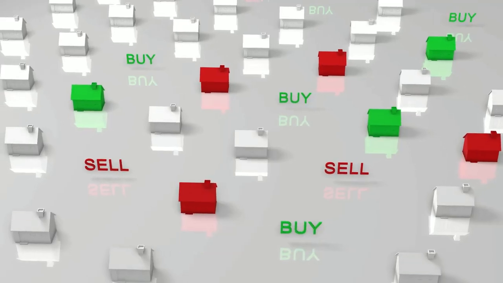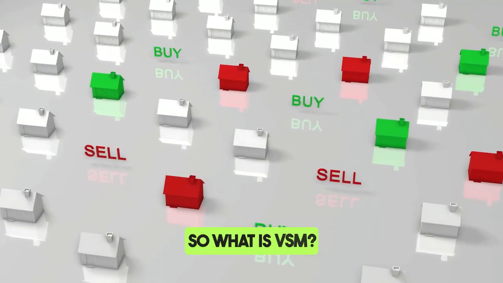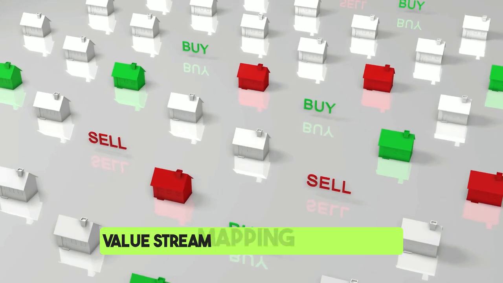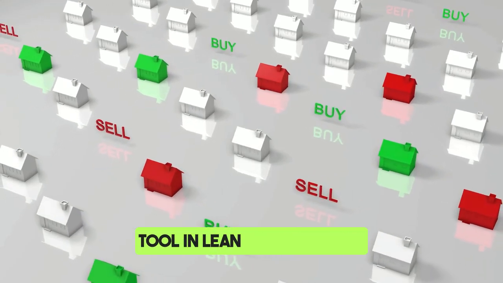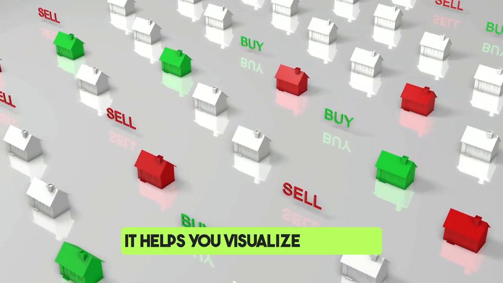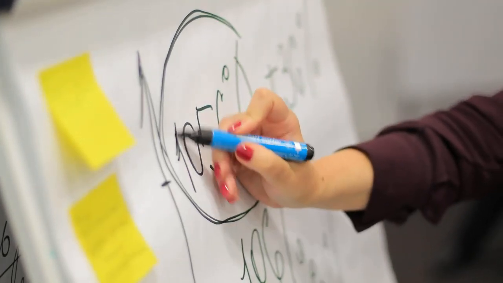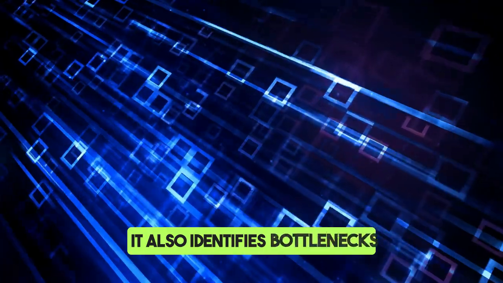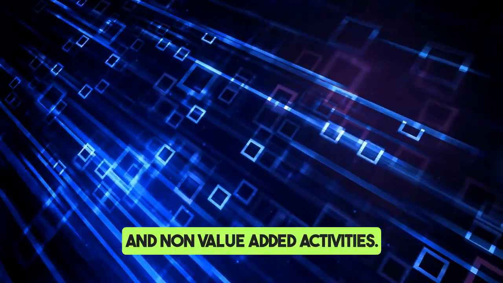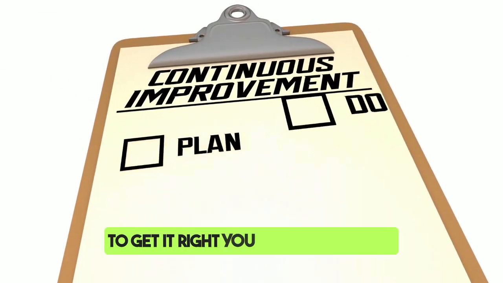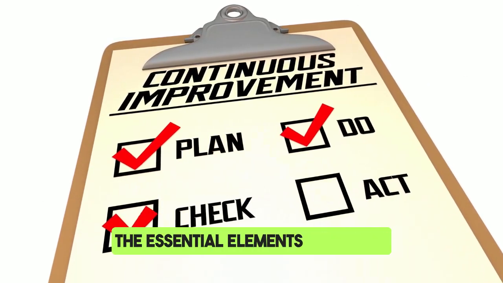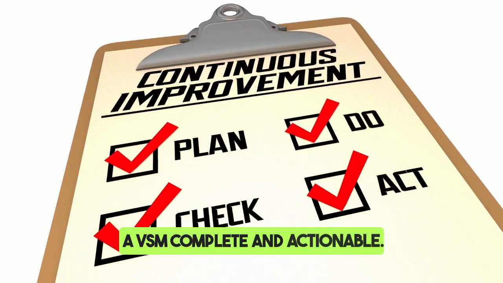Let's get started. So, what is VSM? Value stream mapping is a powerful tool in lean methodology. It helps you visualize the flow of materials and information. It also identifies bottlenecks and non-value-added activities. To get it right, you must understand the essential elements that make a VSM complete and actionable.